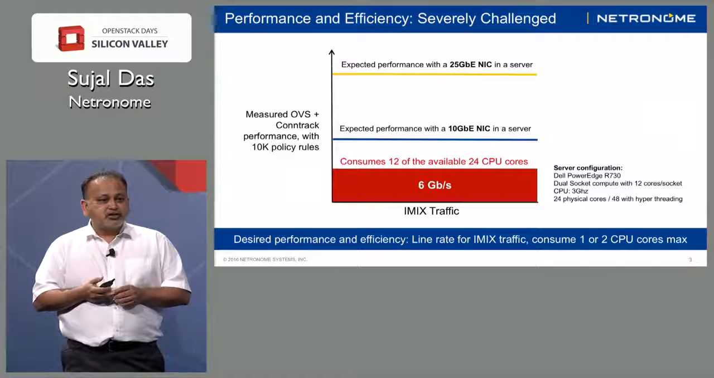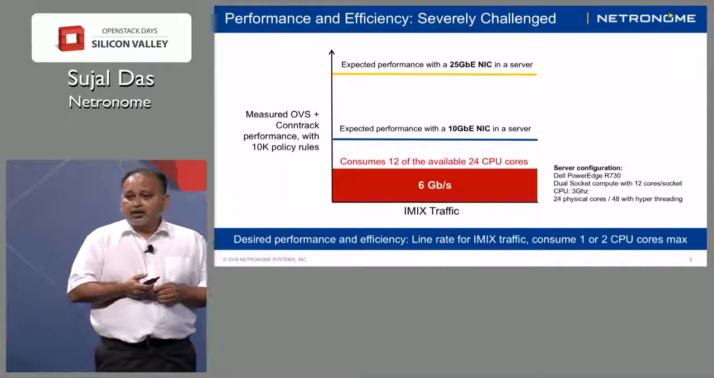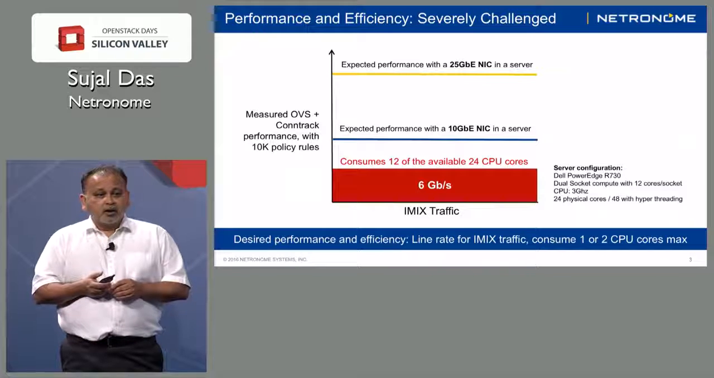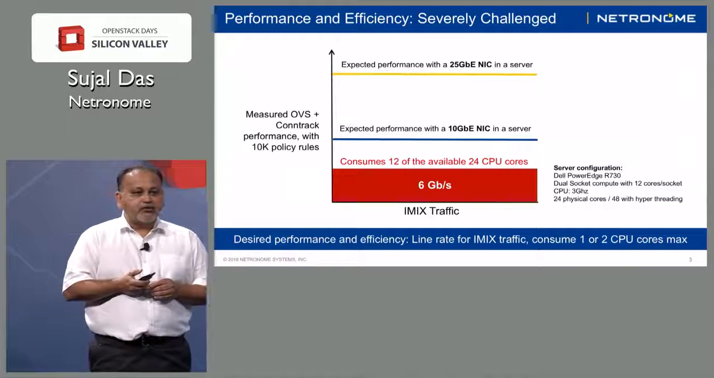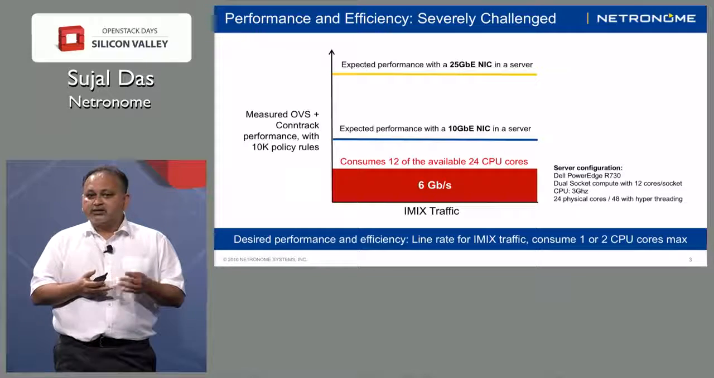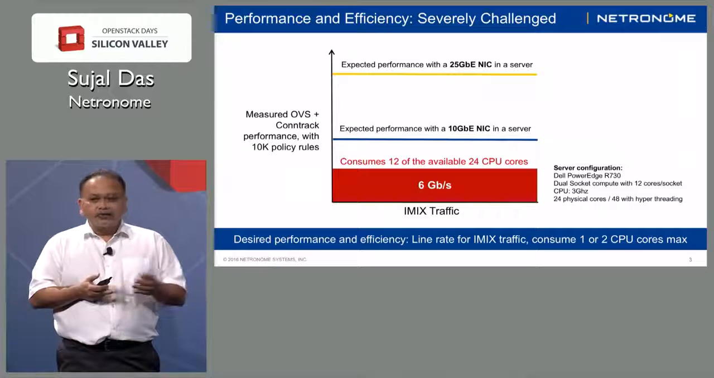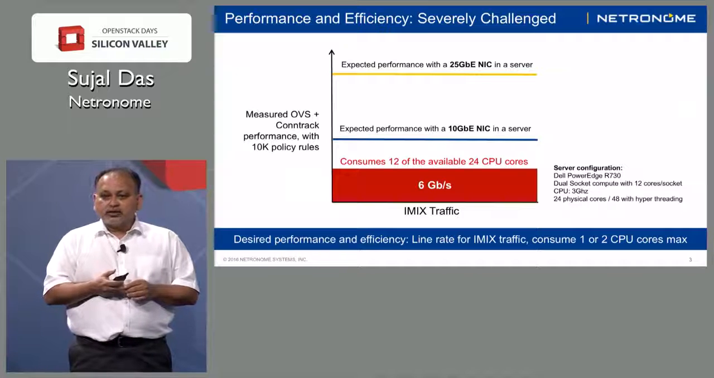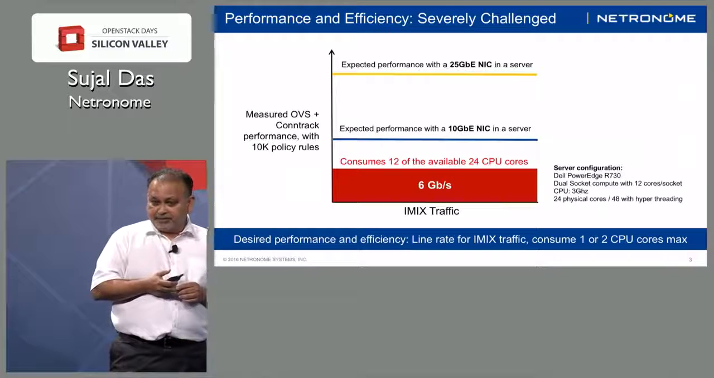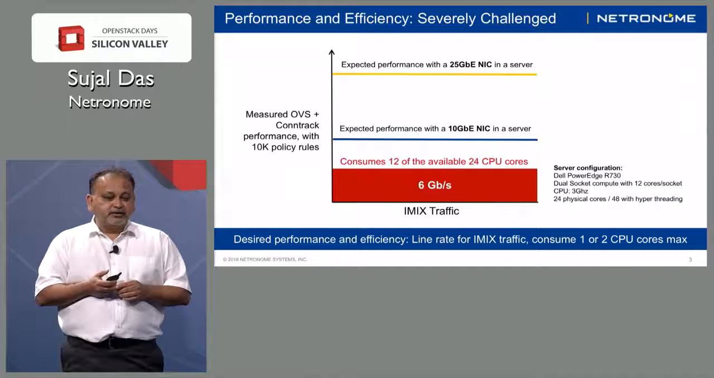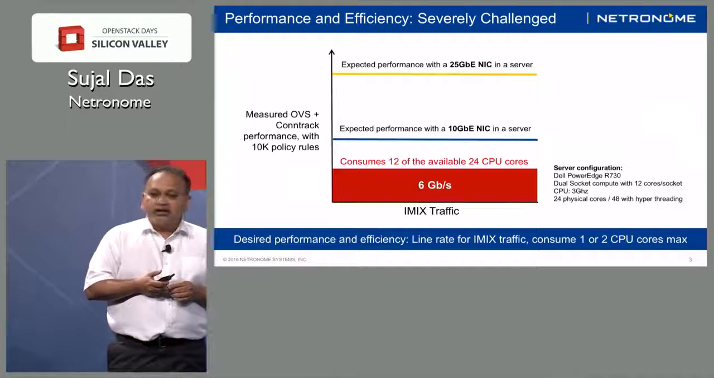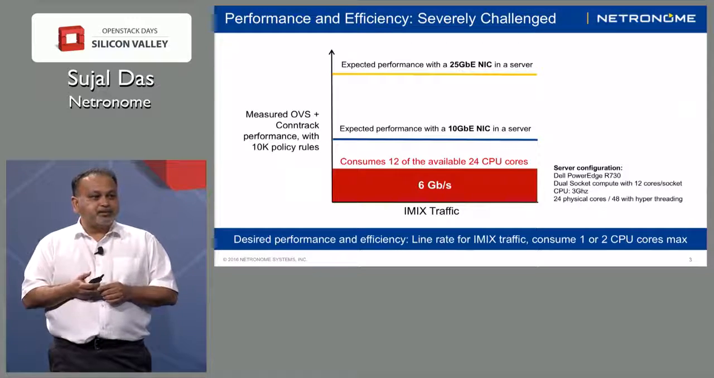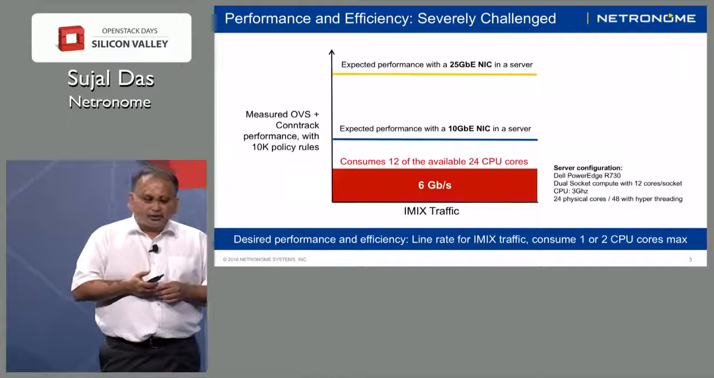At Netronome, we benchmarked OVS and connection tracking using a Dell server with 24 Xeon CPU cores. We had OVS and connection tracking running on the server with 10 gigabit Ethernet NICs as well as 25 and 40 gig NICs. And we used OpenStack security groups to provision 10,000 security policy rules into the OVS connection tracking data path. What you can see on this chart is that the performance one can achieve is only 6 gigabits per second, which is far lower than the line rate performance that you'd expect in a server configured the way I just described.